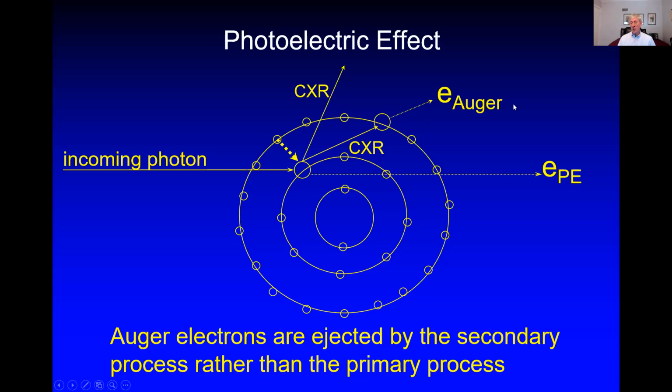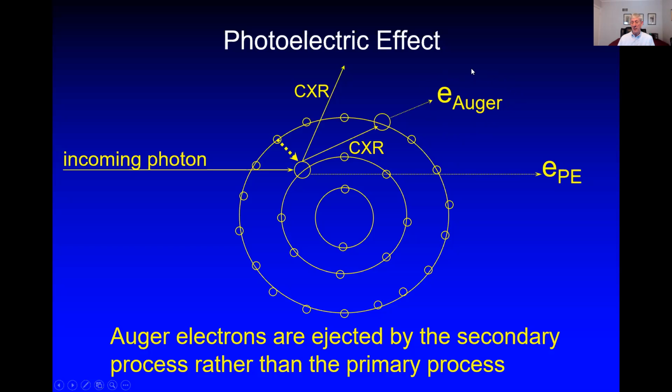Those are called Auger electrons, named after a French physicist, Monsieur Auger. Auger electrons are really defined as electrons knocked out by the secondary process. The primary process here is that the incoming photon knocked out this electron. The secondary process is that these X-rays that were produced as a result of the primary process knocked out some more electrons, and those are Auger electrons.